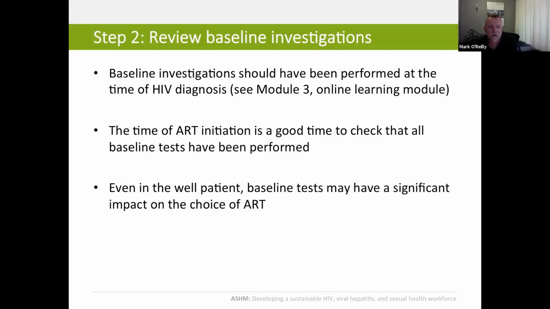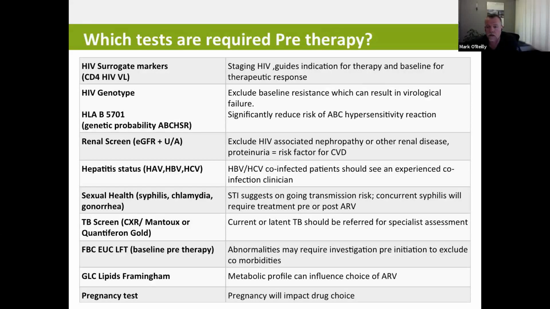The time of initiating antiretroviral therapy is a really good time to check that all those tests have been done. And even in a well individual, those baseline tests could have a significant impact on choosing which antiretroviral therapy you may initiate with them. What are we looking at? In terms of HIV surrogate markers, we're monitoring 2 main things. We're looking at the CD4 cell count, so the individual CD4 cells. In the past, as I said, we used that as a guide for either when to initiate antiretroviral therapy or when to initiate prophylactic antibiotics to protect an individual from opportunistic infections such as PJP and MAC.